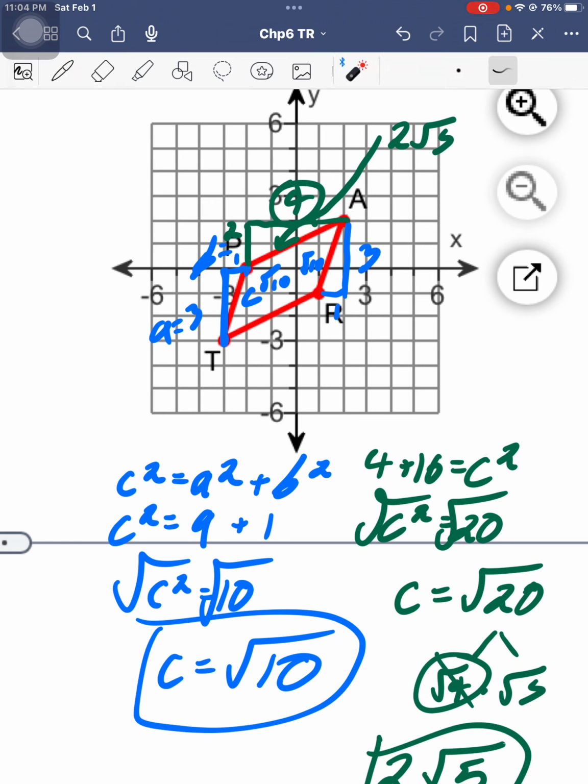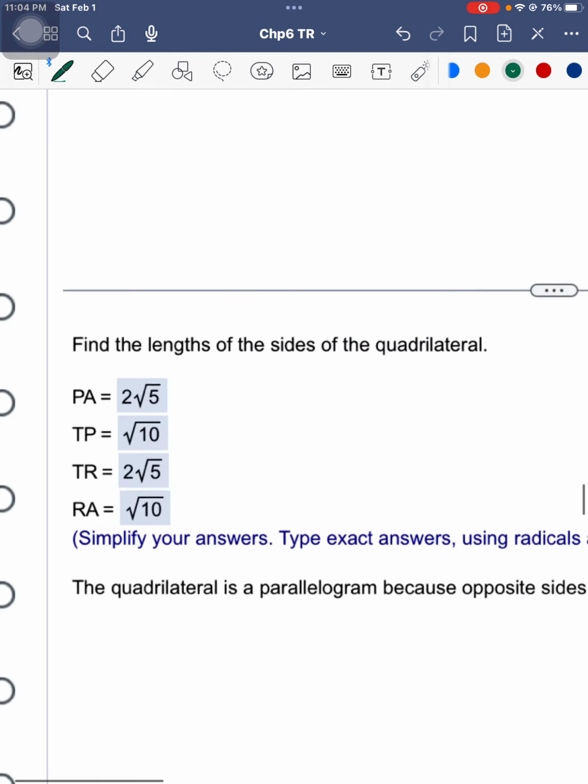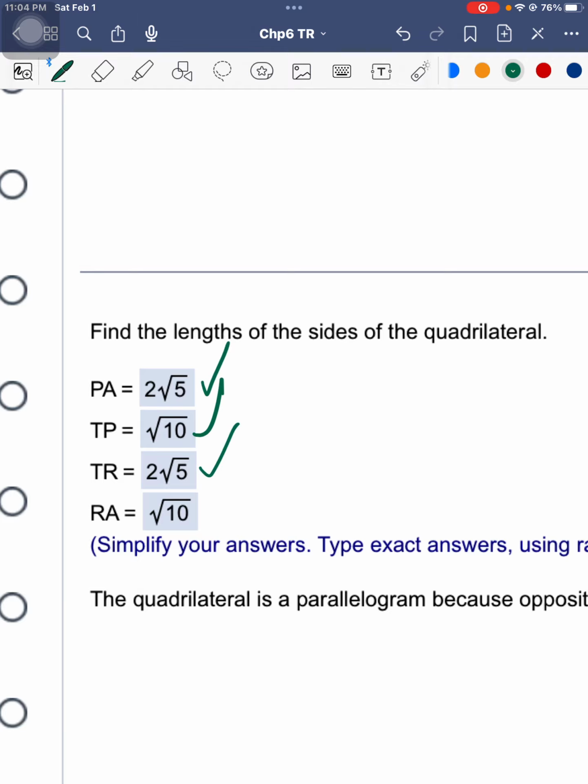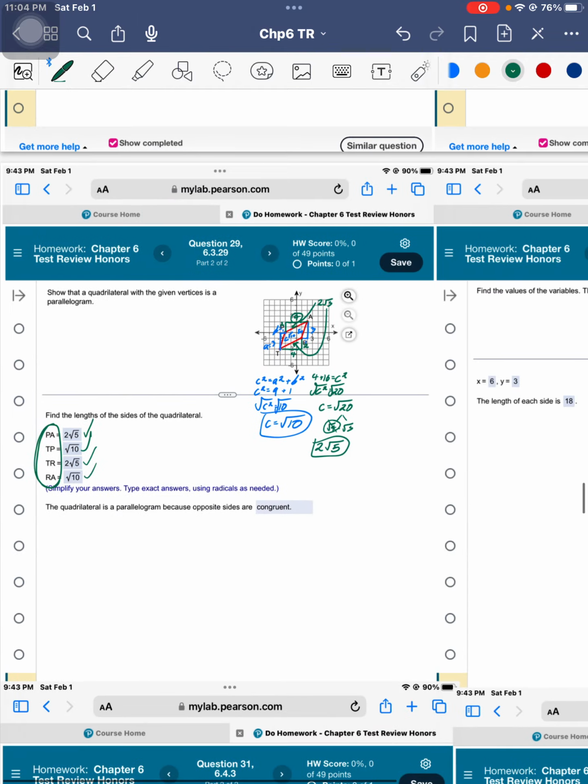So if we took the same path up here that we did for down here, 2 down, 1, 2, 3, 4 to the right, so still a 2 and a 4, that means this is also 2 square root of 5. Look: 2 square root of 5, square root of 5, 10, 10. Make sure you're writing it on the exact line segment, okay?